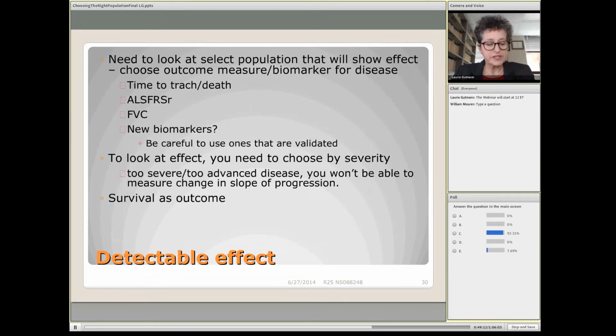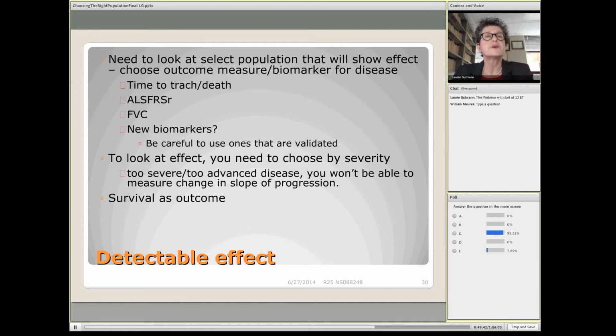Looking for a detectable effect in patients, again, seems like a no-brainer. That's what we're trying to do, but you need to select a population that will show this particular effect. So are you going to look at time to tracheostomy or death in ALS patients? Are you going to look at the ALS functional rating scale, which shows you change over time? Are you going to look at the forced vital capacity? All of these are validated biomarkers or validated outcomes.